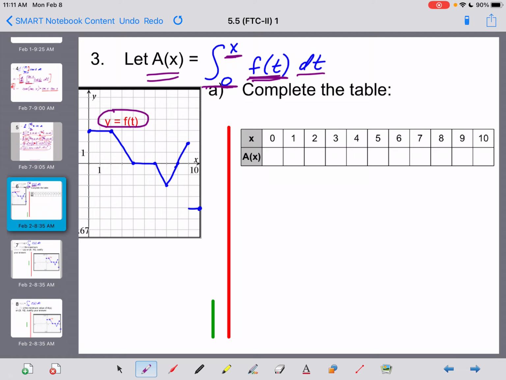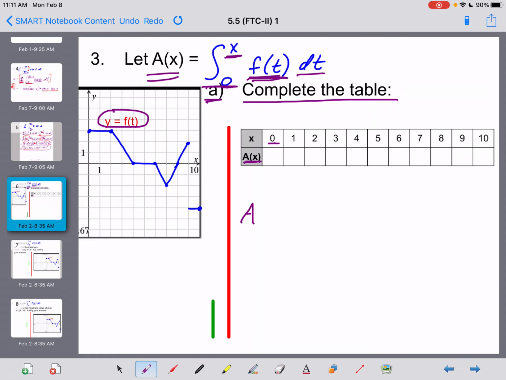Now, the real questions are going to come in parts B and C. But for part A right now, I just want to get a handle on what exactly is happening here by asking you guys to complete this table. So for these 11 values of x, we're supposed to figure out the value of each one of them. So I'm not going to write them all out, guys, but the first thing they're asking us to do is when x is 0, find A of 0.